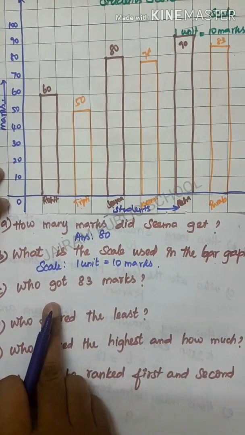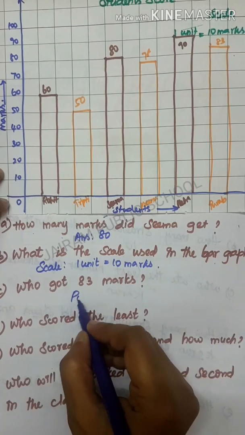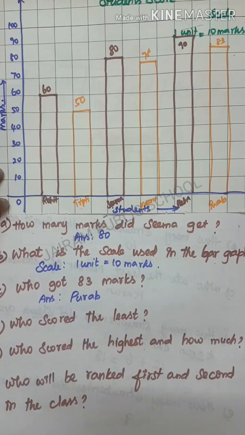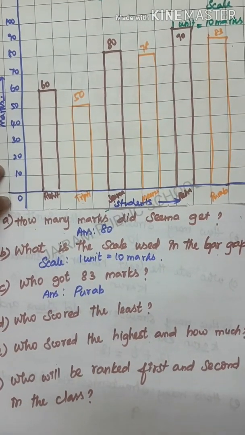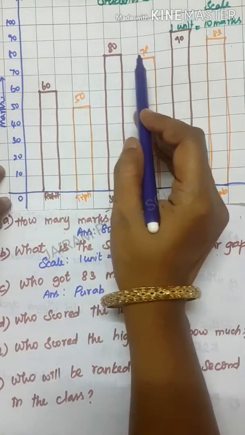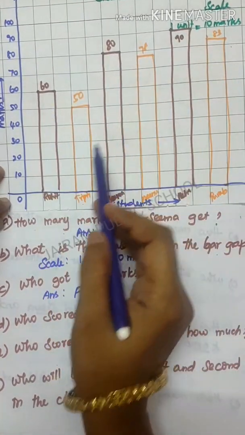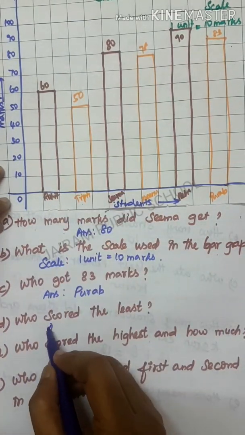Next, who got 83 marks? Look at the bar graph. Yes, tell me who got it? Yes, very good. Answer is Purab. Now, D question. Who scored the least? Yes, look at the bar graph. This is 60, 50, 80, 78, 90 and 83. So which one is the least among the 6 students? 50 is the least. So that was got by Tripti.